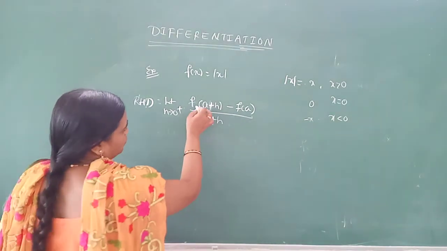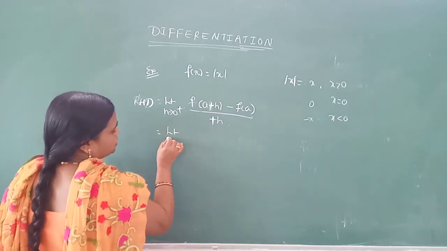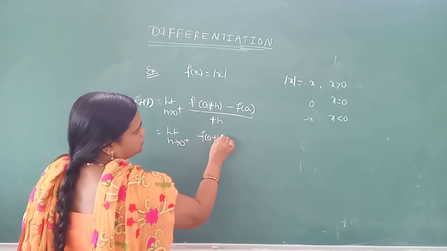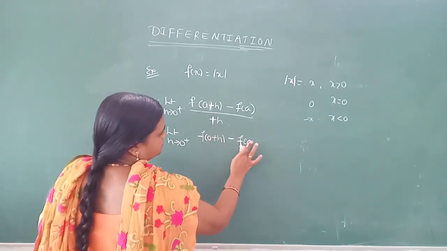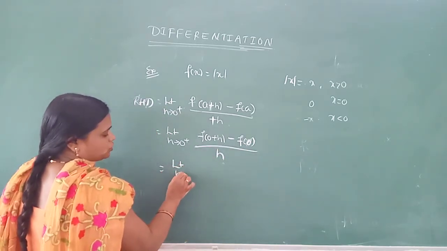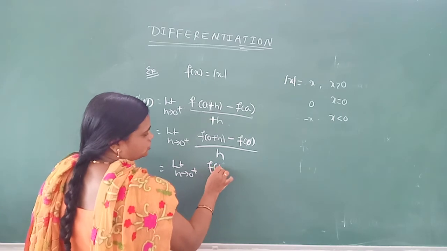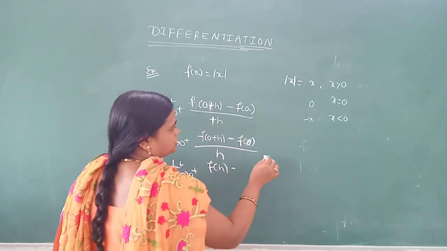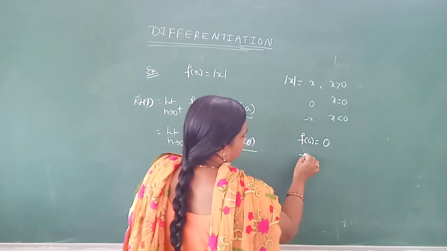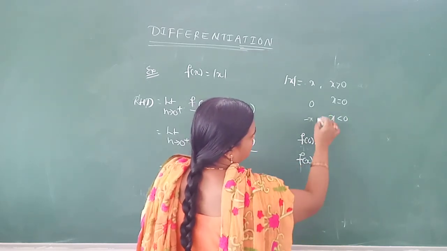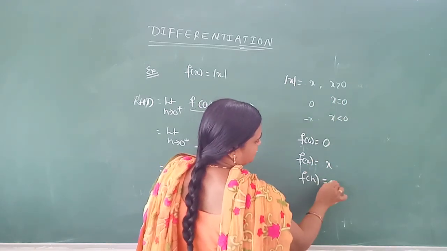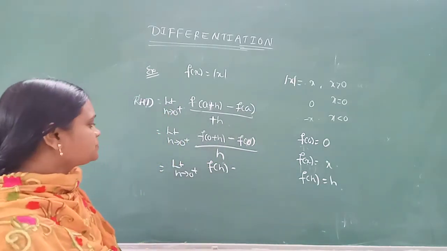Next, see, but what is our a? Our a is 0, therefore we can write limit as h tends to 0 plus, f of 0 plus h minus f of 0 divided by h, we get f of h minus f of 0. See, f of 0, at 0, what do we get? It is 0. But what is our f of x? F of x for x more than 0 is x. F of x, replace x as h, what will we get? It is h only. Correct.